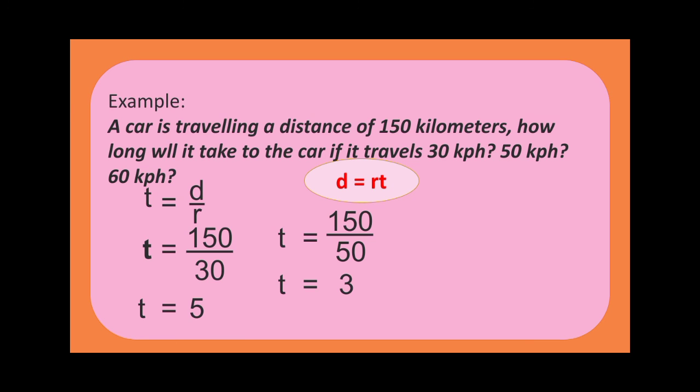And the last one is t is equal to 150 divided by 60. Then, 150 divided by 60 is equal to 2.5. So, ibig sabihin, the car will travel 150 kilometers within 2.5 hours. Kung ang rate ng car is 60 kilometers per hour.